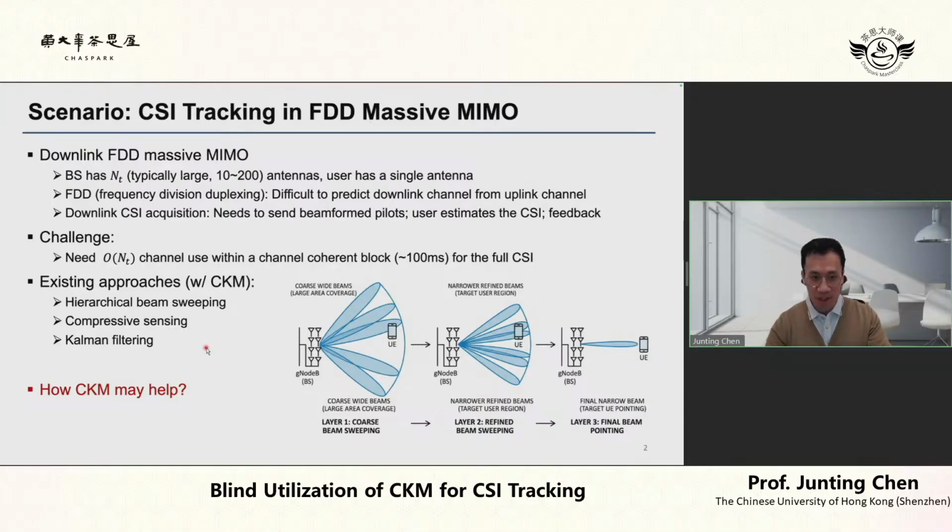So the focus of this talk is to investigate how a channel knowledge map may help to keep track of the CSI. So we are not trying to replace these existing methods. What we are trying to do is, on top of the existing approach, if in addition we introduce CKM, can we do better than the existing approach?